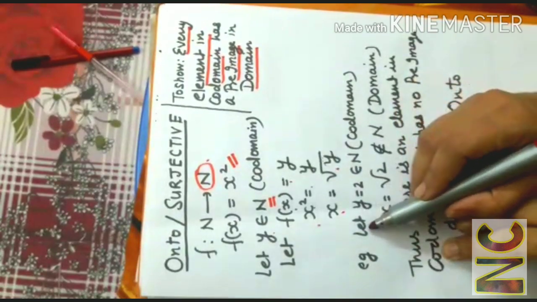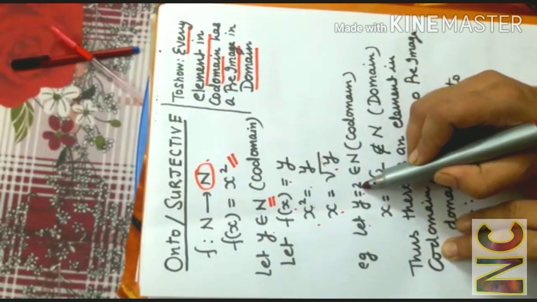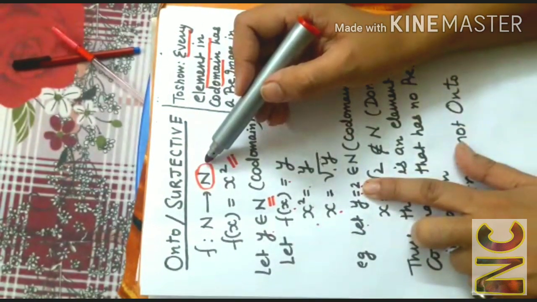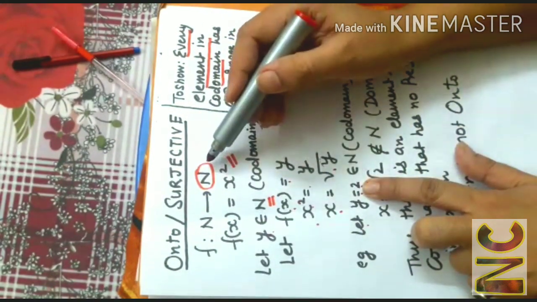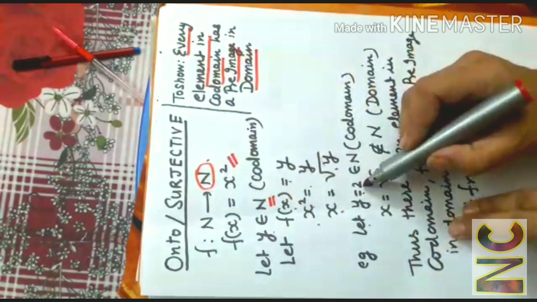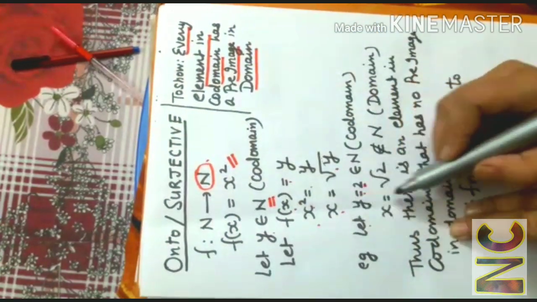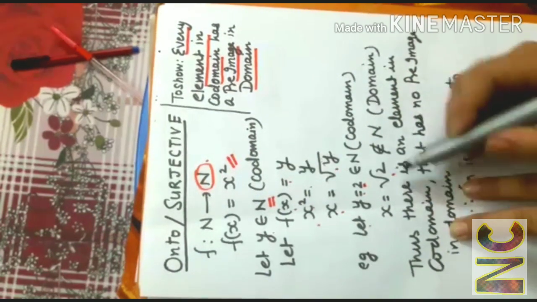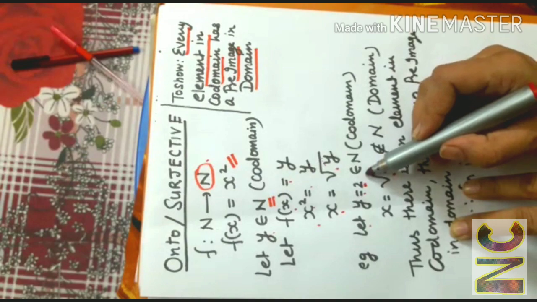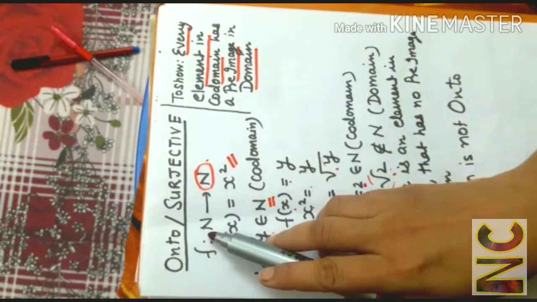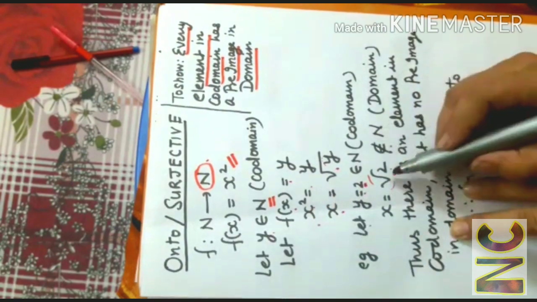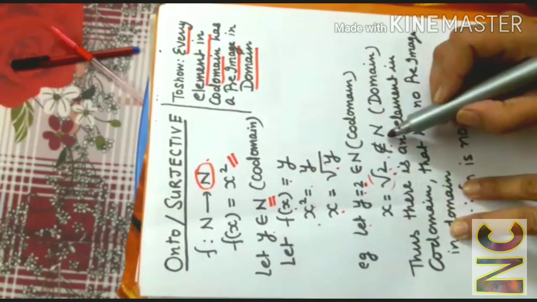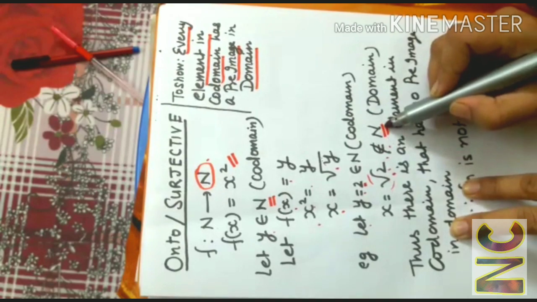So let me take y equals 2. Yes, 2 is a natural number, so definitely it will belong to the codomain. So 2 is an element of codomain. Now corresponding to this y, my x will be equal to root 2. So is root 2 there in the domain N? No, root 2 is not a natural number, so this cannot belong to the domain.